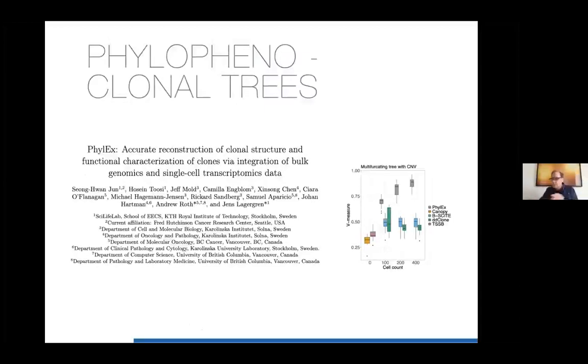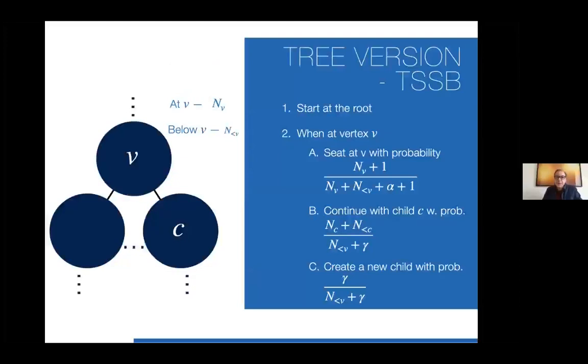Okay, so let me talk a bit about software that we constructed, which does what we call phylophenotypic analysis. It's constructing a clonal tree, and for each of the clones, it's also figuring out the phenotype, how it behaves. What type of clone is it? That is the expression profiles for the genes, the expression profiles for the clone. So in a clone, which genes are expressed and which are not. And we do this based on single cell expression data.